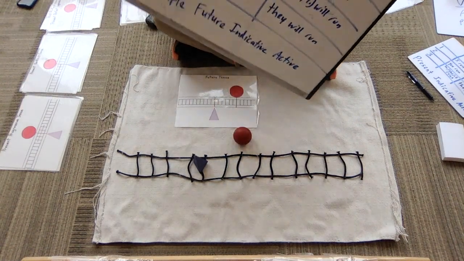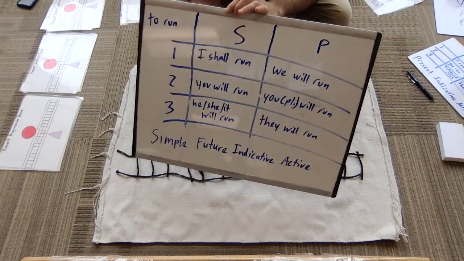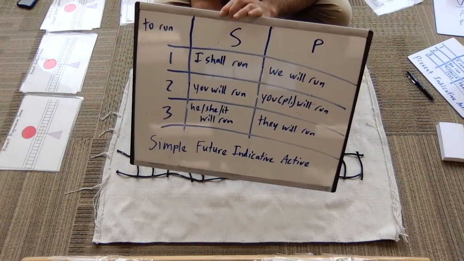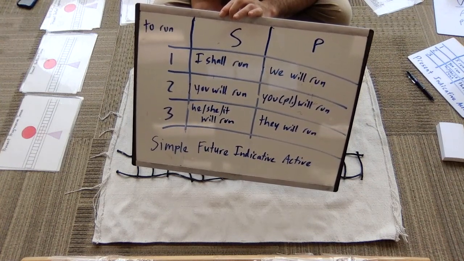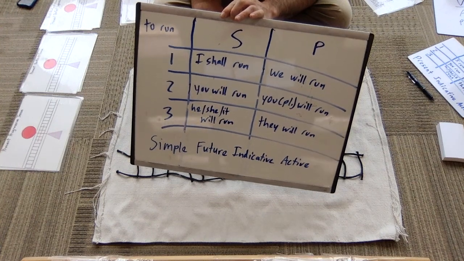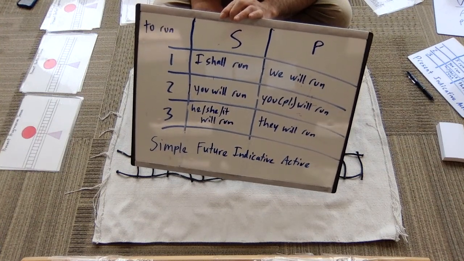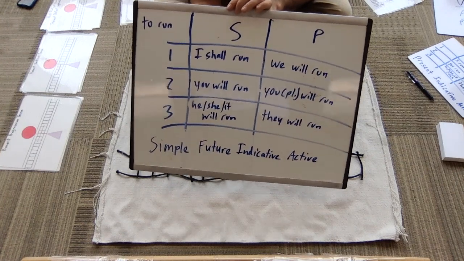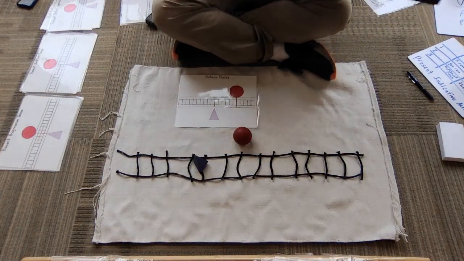Okay, so let's take a look at what we've got here. Obviously the cue that you've got is the shall and will. I shall run, you will run, he, she, it will run, we will run, you, plural, will run, they will run. So that is the simple future. So this presentation is pretty much all about the simple tenses, which we just did.